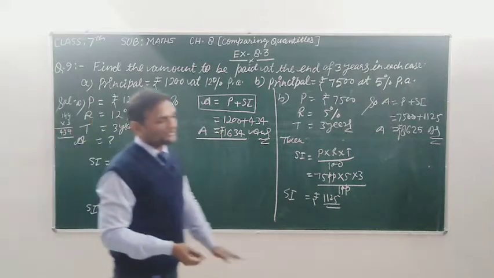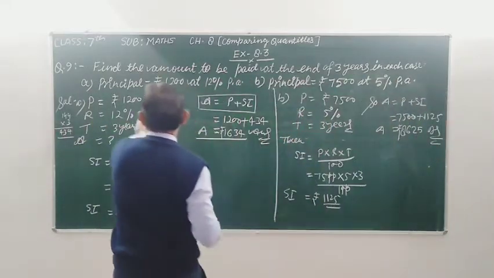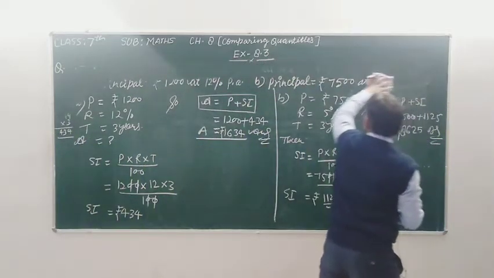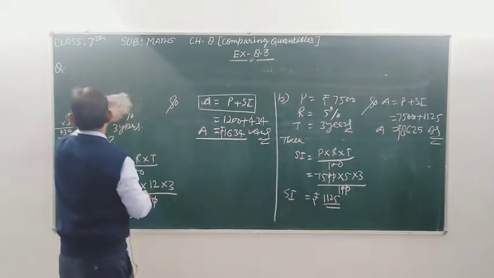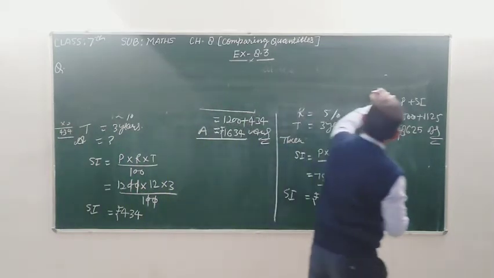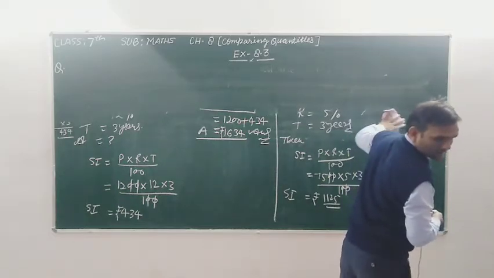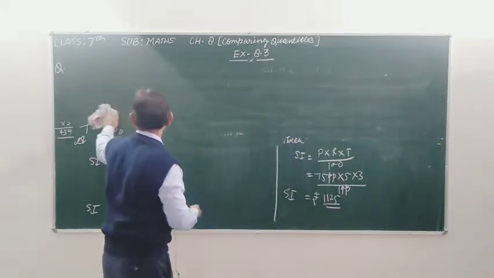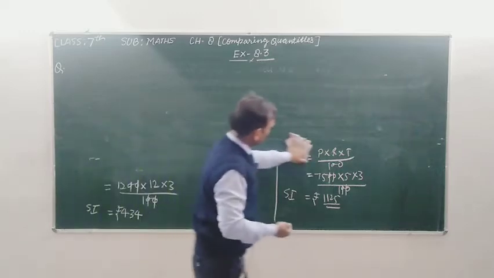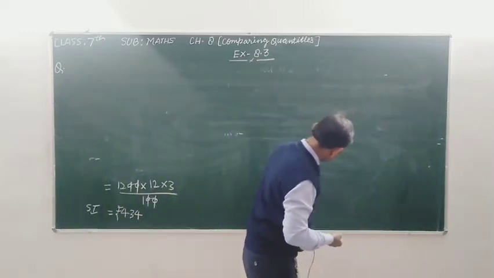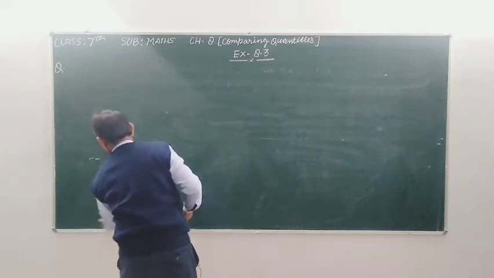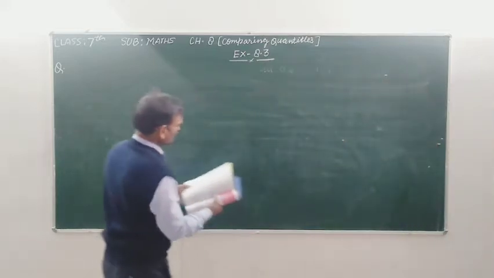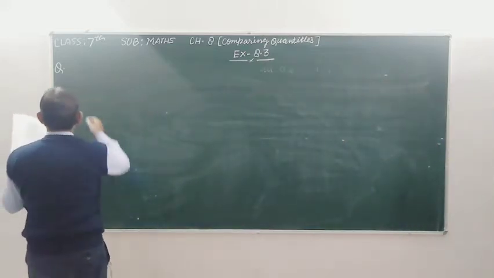So come to the next question student, that is question number 10. Question number 10 is also a word problem type question, which depends on interest, simple interest, student. So firstly I am writing the question. You can see. So the question is, student, 10.